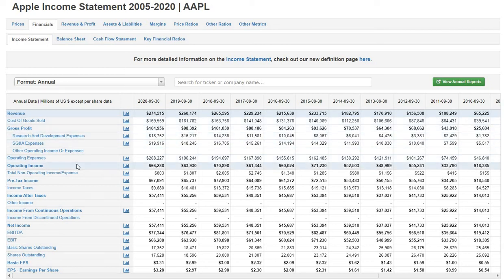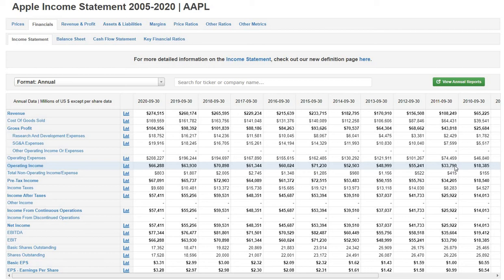Now, we look at the operating income. The operating income of Apple in 2020 is about $66 billion, which is approximately 25% of the revenue. Operating income grew from $18 billion in 2010 to about $66 billion in 2020, which is roughly 14% annual growth rate and is in line with the revenue growth rate.